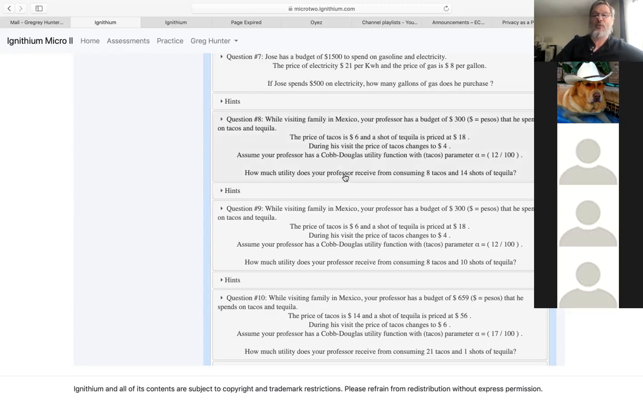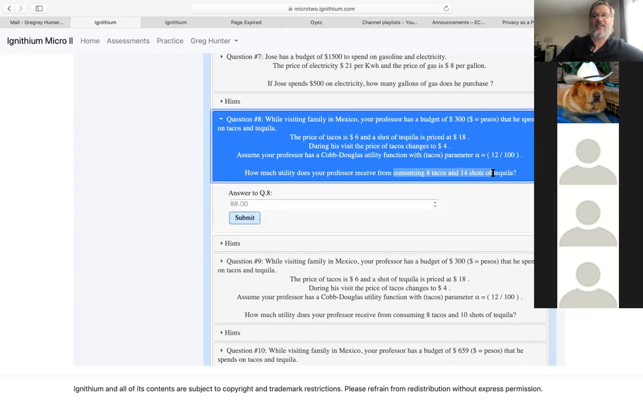But check it out. You're working too hard, right? Because it already gives you the consumption bundle that he's consuming in this one. It doesn't ask you to compute his optimal consumption bundle, which is what you're working on. Oh, gotcha. Yeah, I looked over that.